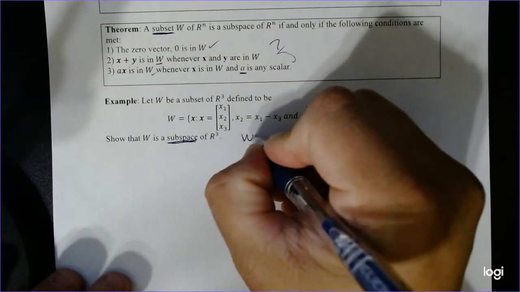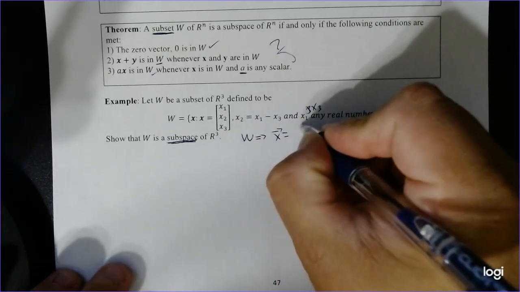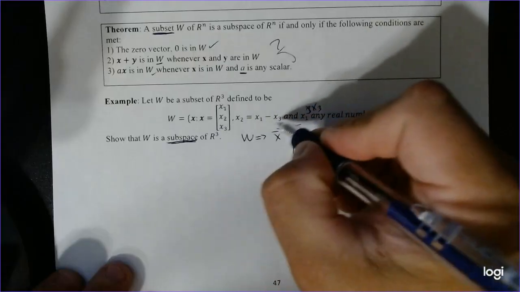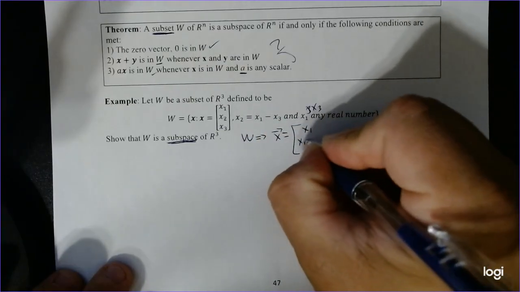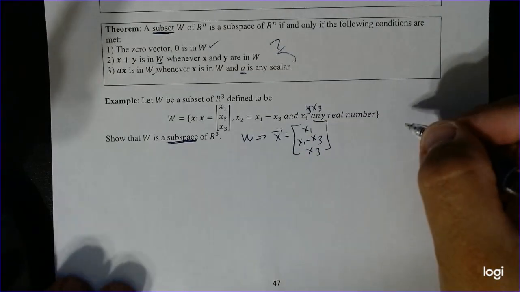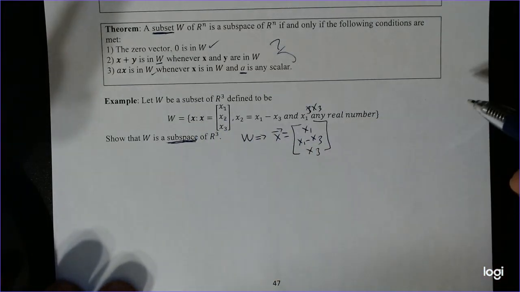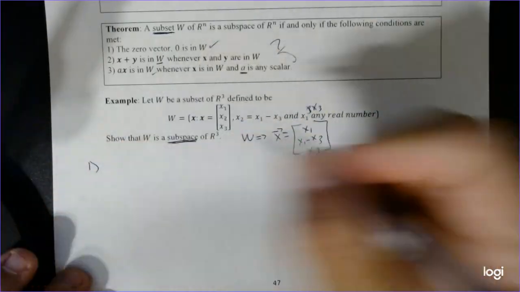So any vector x will be in the format, instead of x1, x2, x3, if I just replace it, it is x1, instead of x2, it's going to be x1 minus x3, and x3. That's really what a vector represents, right? How this is actually defined to be. Okay. So we're just going to go down the list.